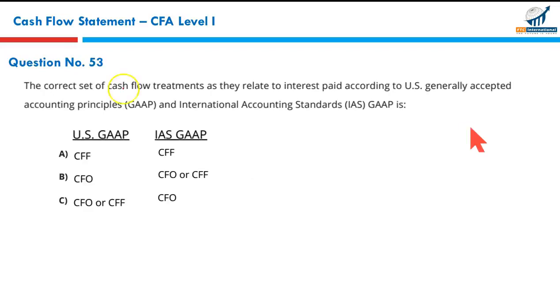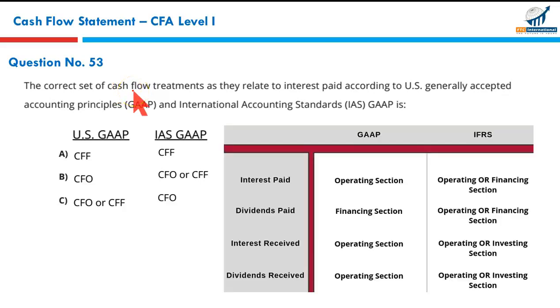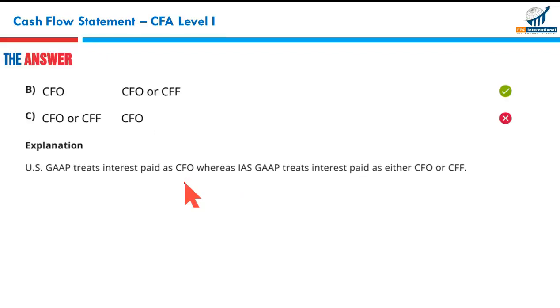Next, the correct set of cash flows, and as the table would help us again, the correct set of cash flow treatment as they relate to interest paid. According to US generally accepted accounting principles, interest paid is operating cash flow, but under IFRS it may be considered as an operating or a financing cash flow. So that makes CFO, CFO, CFF. B.